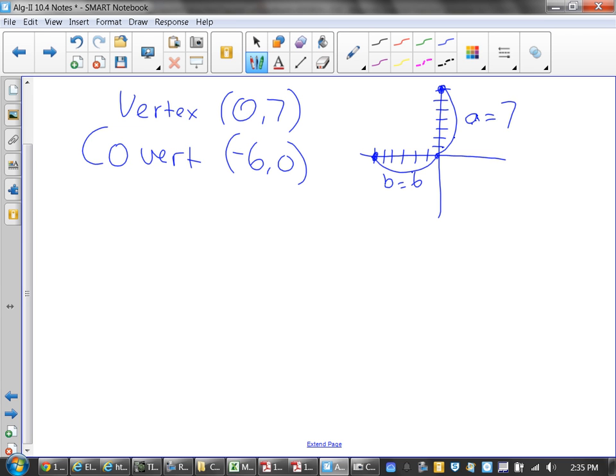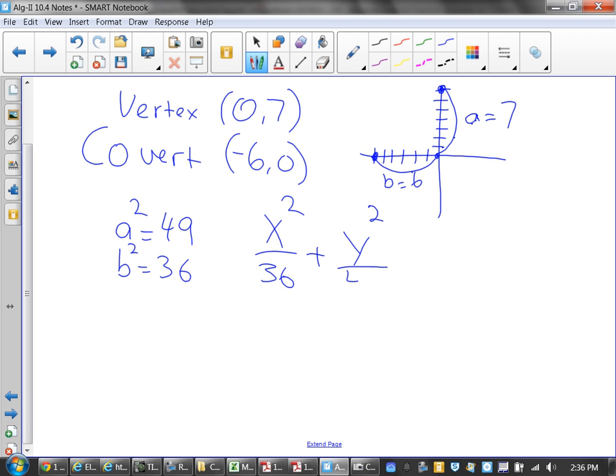Now, I square them, so that means that A squared will equal 49, and B squared is 36. Which way was it stretched? Up, down, or left, right? Up. Stretched up, down. So where does the 49 go under? The x squared or the y squared? Y squared. Remember, whichever one is bigger is the direction that it's been stretched. How do we know that this is not shifted? Because it told you it's at the origin.